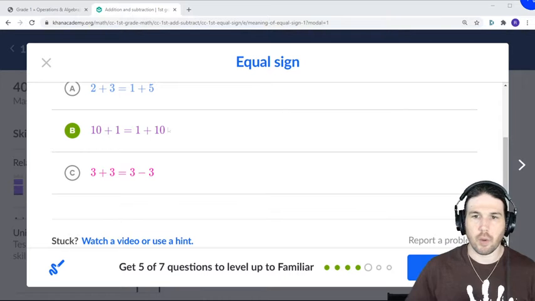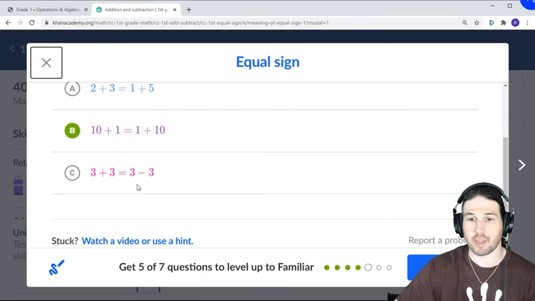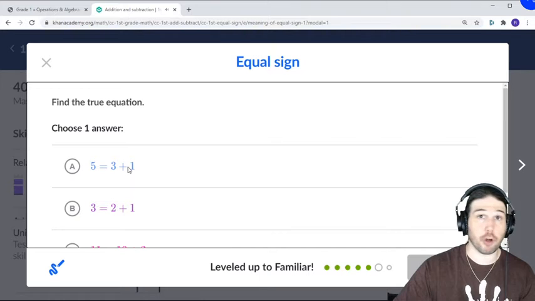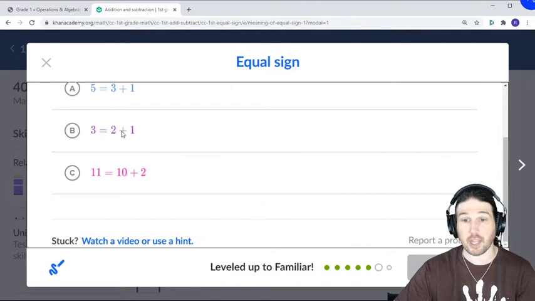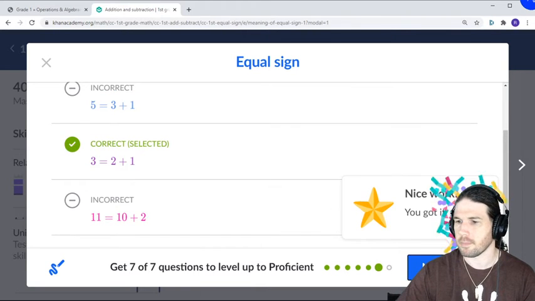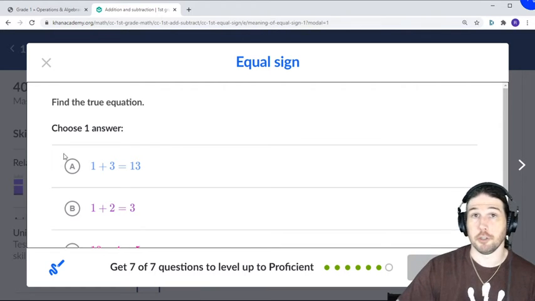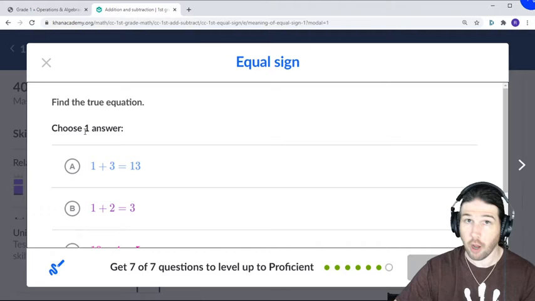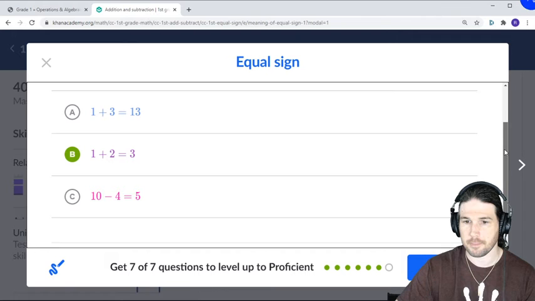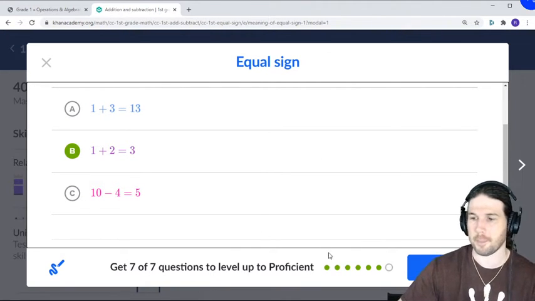All right, what else? 3 plus 3 and 3 minus 3 are clearly not the same thing. One's 6 and one's 0. Let's see, 3 plus 1 is 4, so that's not 5. But 3 equals 2 plus 1, that's true. 11 equals 10 plus 2, that's wrong. 10 plus 2 is 12. 1 plus 3 is 13, that's not true, but I can see a first grader getting that wrong, so again, don't knock it. 1 plus 2 is 3, that's correct. 10 minus 4, 10, 9, 8, 7, 6, not 5.